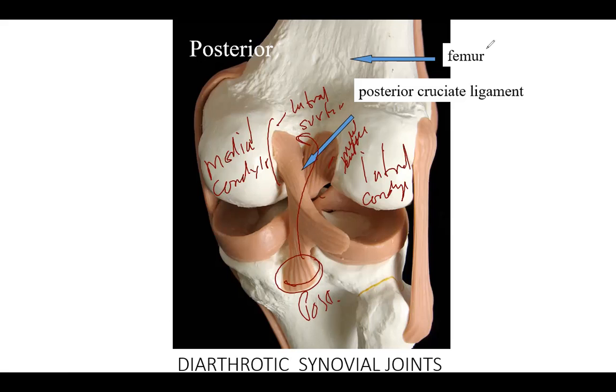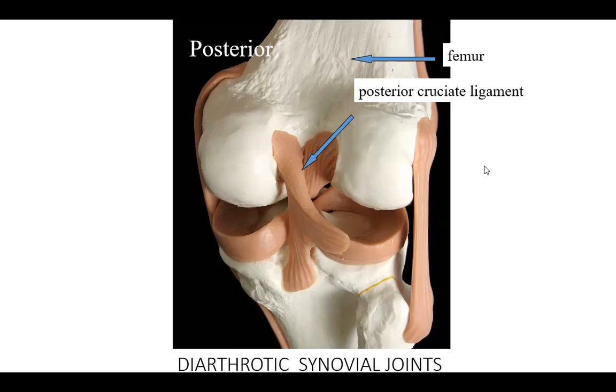Now let's see if I can clear this and show you. PCL there, the lateral collateral ligament for the fibula, or lateral, I like to say lateral collateral. I don't want to give the fibula any more credit than it's due. It attaches the fibula to the femur. It's on the lateral side of the leg. That's about the only connection that the fibula gets.